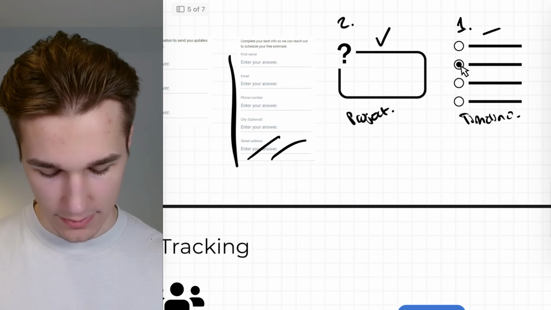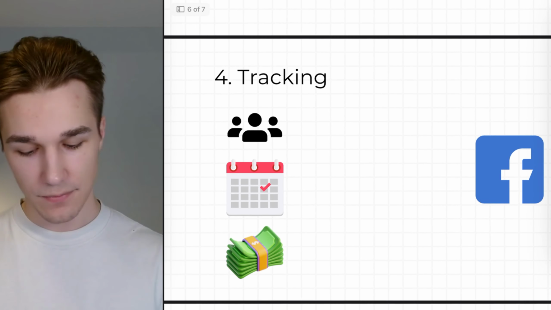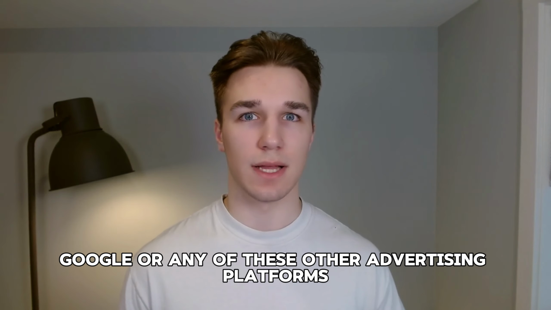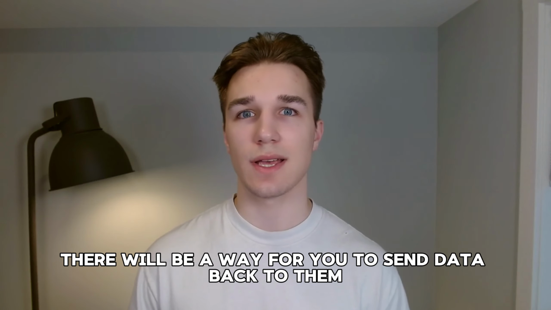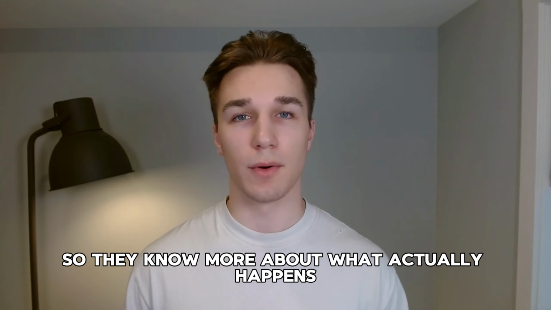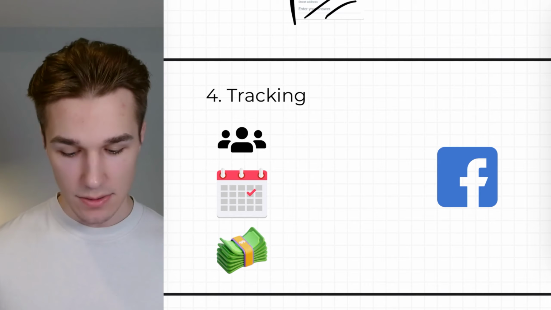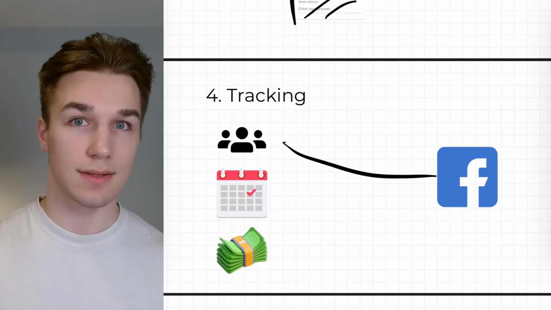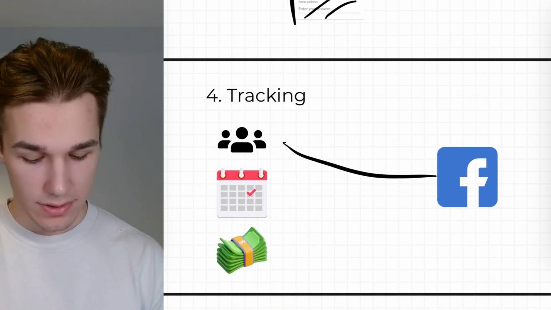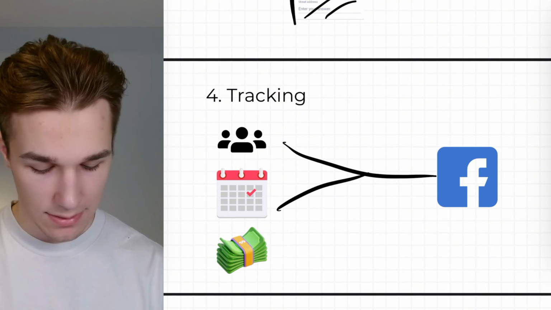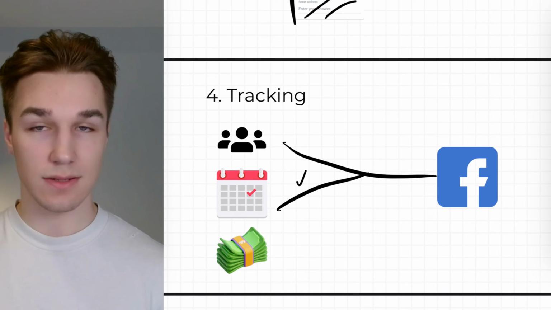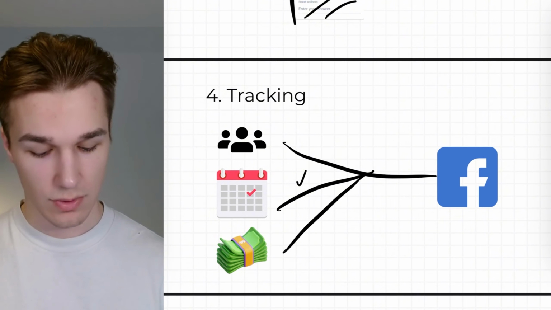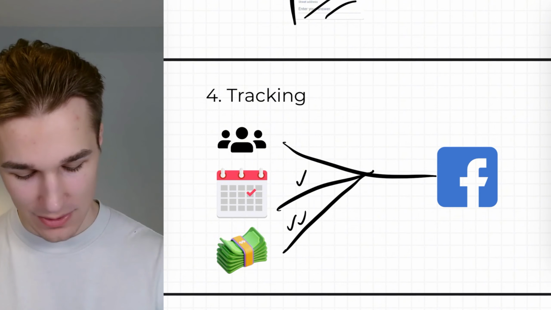So if we're disqualifying our leads, the last thing that we need to make sure that we do is we actually track things. So on Facebook, Google, or any of these other advertising platforms, there will be a way for you to send data back to them so they know more about what actually happens post lead. So if you don't give them any information, they're going to see, hey, you got 100 leads. That's what I'm going to go get more of. Now, if you tell them, hey, I got 40 appointments out of those leads, they're going to more so get these, right? So they're going to target more people that would actually schedule into appointments. And then if you tell them which ones actually close into deals, they'll then more so go for these.